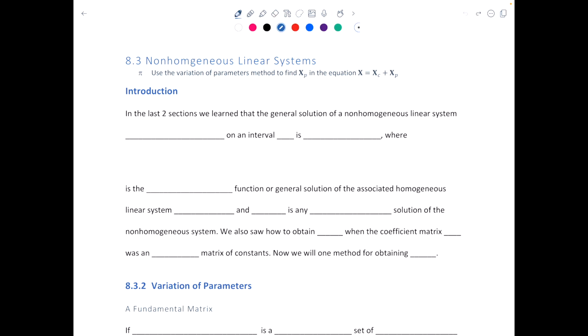Today we're looking at part of 8.3, non-homogeneous linear systems, and we're only going to cover the variation of parameters method due to lack of time and the fact that this is the more powerful method for solving non-homogeneous linear systems. So we want to find our particular solution, xp, in the equation x equals xc plus xp.